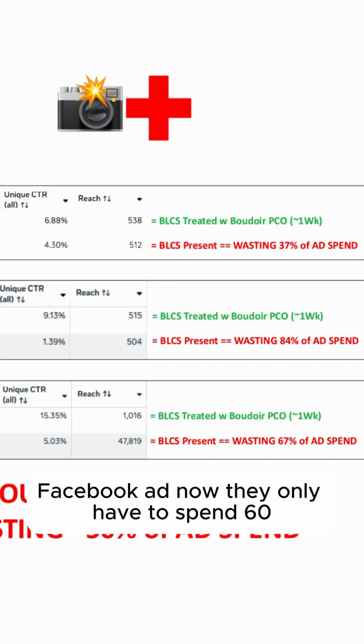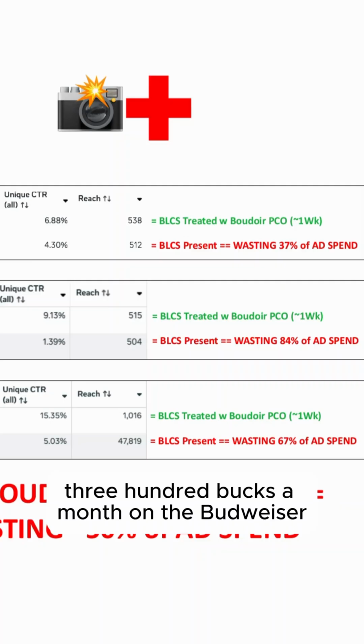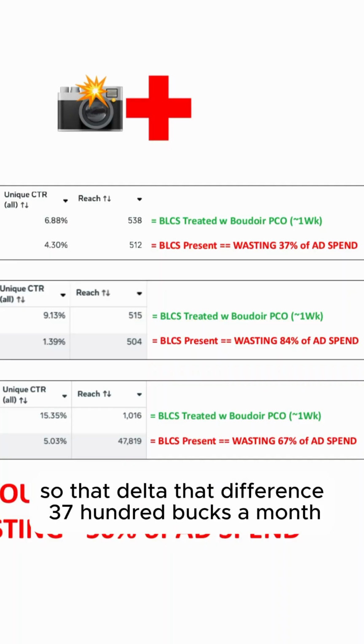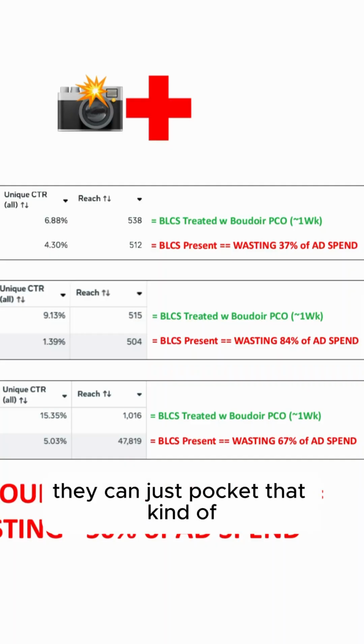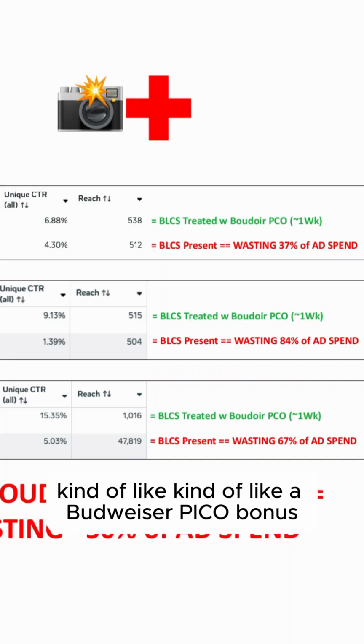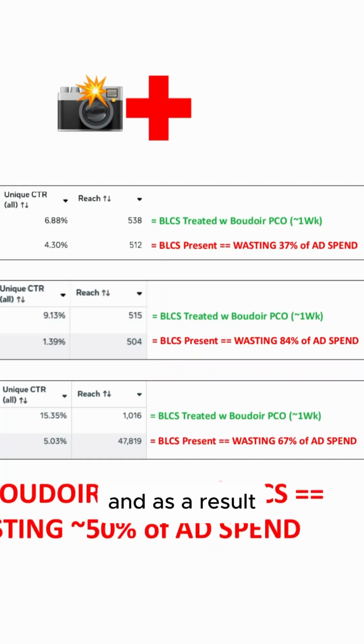Now they only have to spend 6,300 bucks a month on the Boudoir Pico treated ad to get it into the same number of women's brains. So that delta, that difference, 3,700 bucks a month, they can just pocket as a phantom bonus. They no longer have to spend that on ads anymore, kind of like a Boudoir Pico bonus.